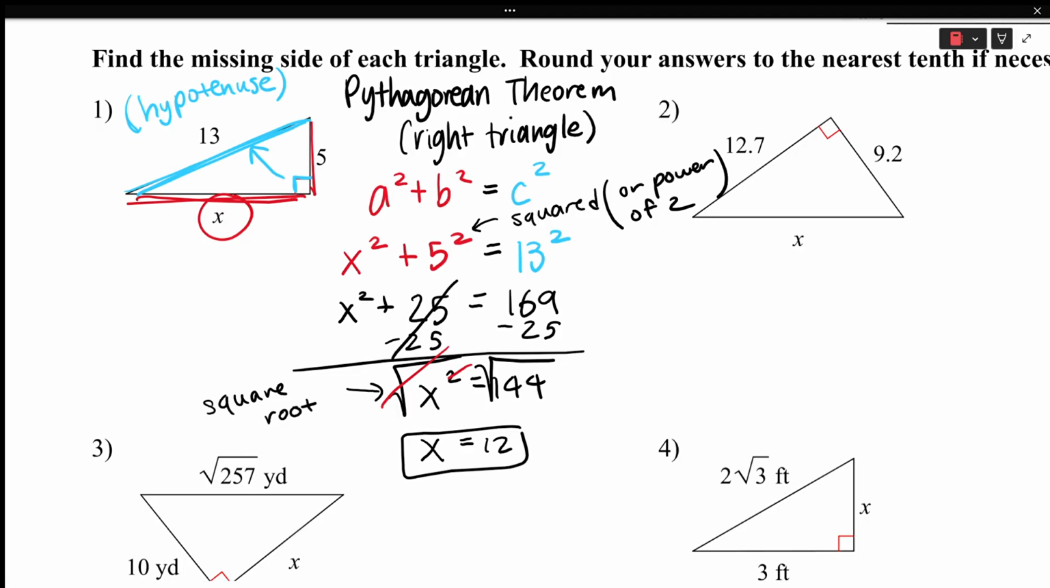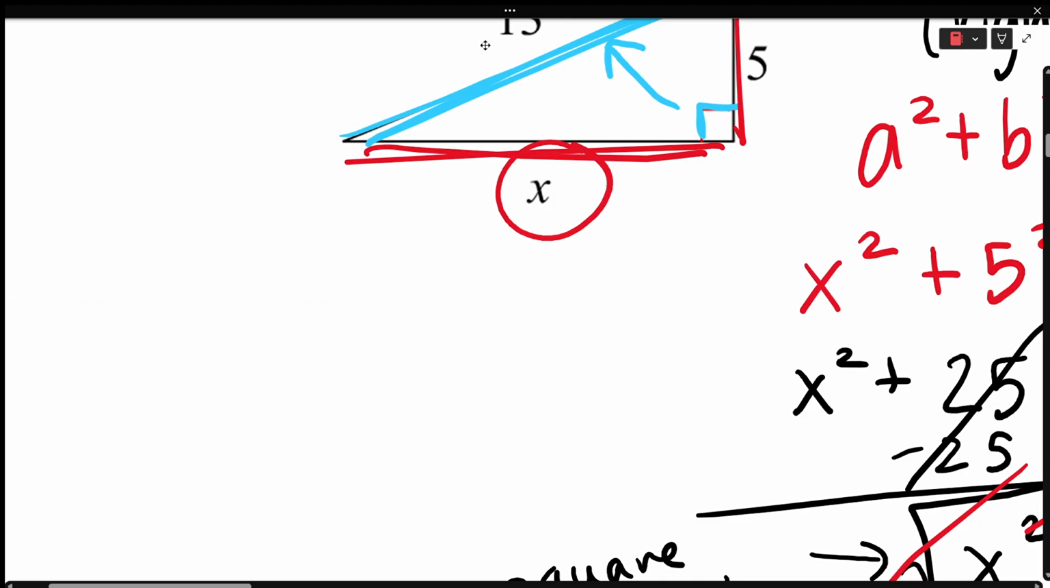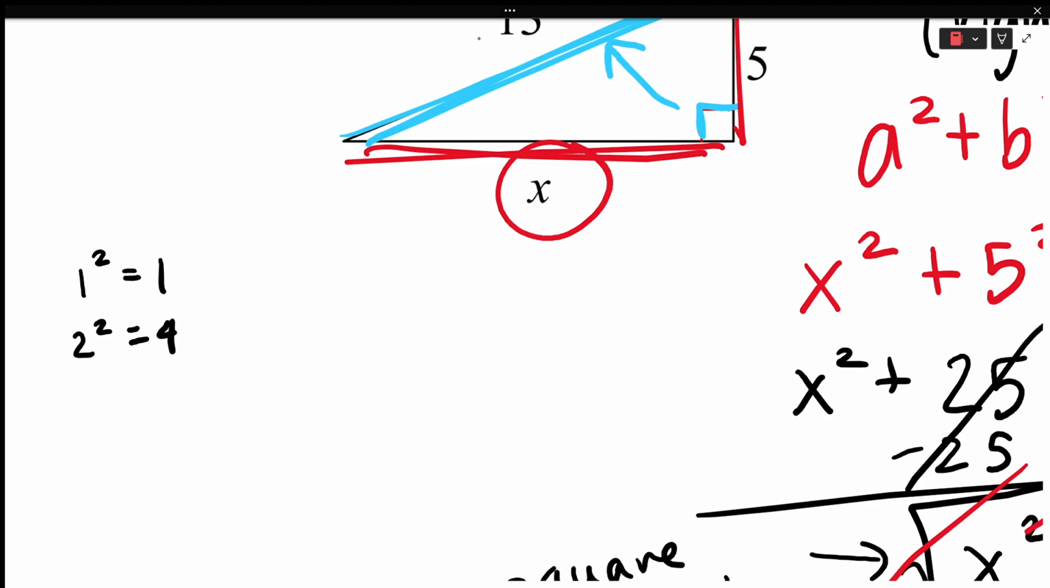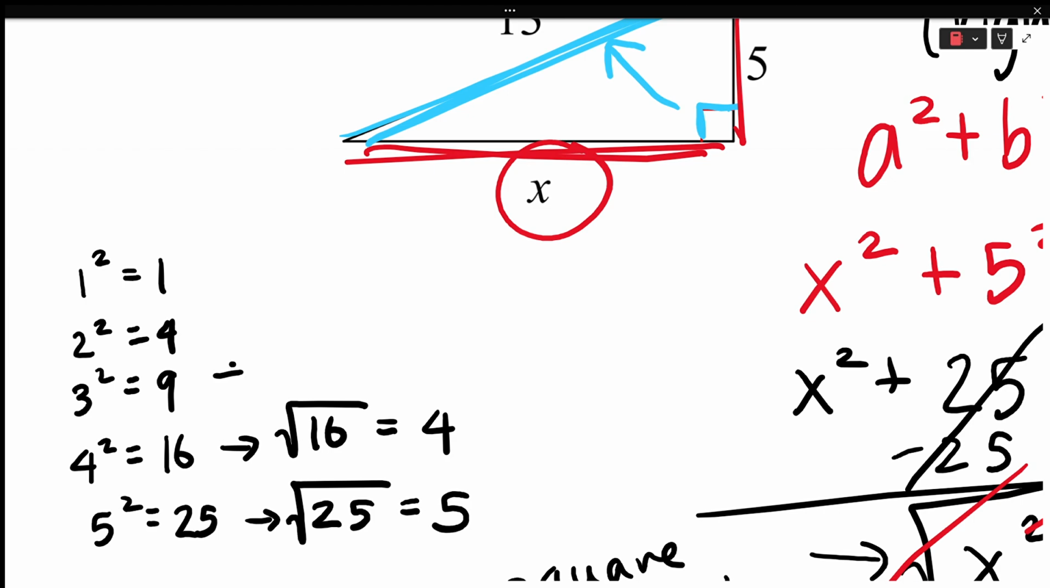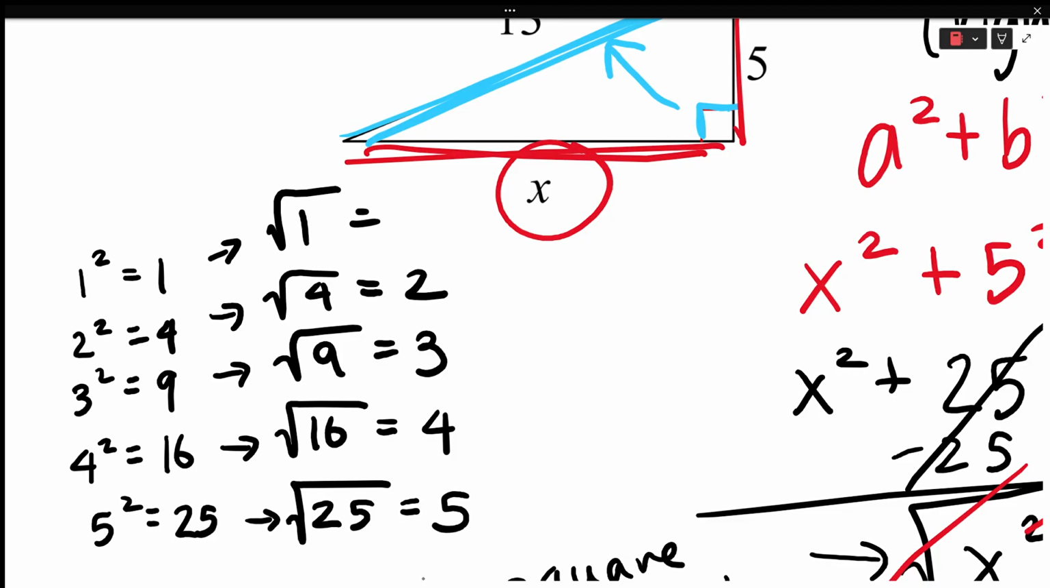Right, so a little bit of review on squaring a number. That's 1 times 1 is 1. 2 times 2 is 4. 3 times 3 is 9. 4 times 4 is 16. 5 times 5 is 25, and it keeps going on, right? But from here, if you take that 25 and you square root it, what do you think it's going to go back to? Yeah, it's going to go back to 5. Same thing here. If you take 16 and square root it, it's going to go back to 4. Square root of 9 is 3. Square root of 4 is 2. And then square root of 1 is 1.